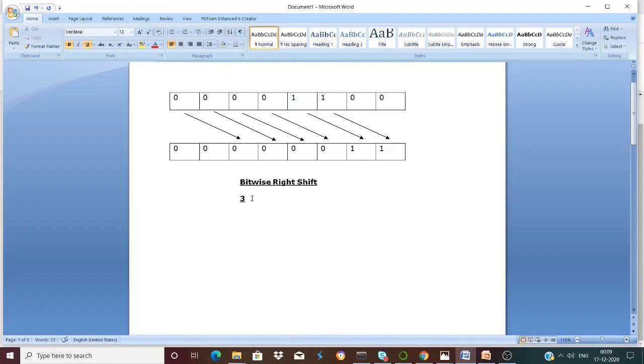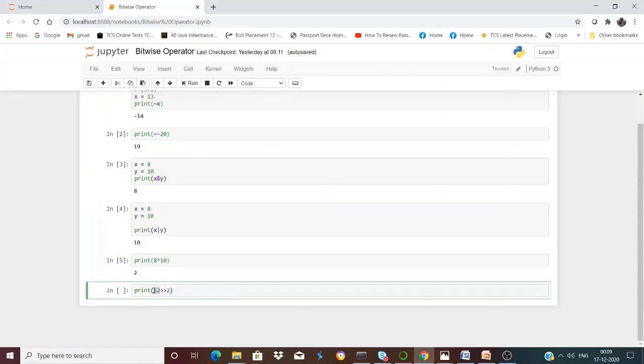Now if you look at it carefully, what was our input? Our input was 12. So the first operand was 12, and our output is gonna be 3. So what happened? 12 actually has been divided by 4. Now where does this 4 come from? This 4 is 2 to the power 2.